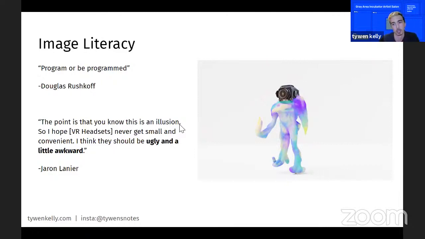And this second quote is from Jaron Lanier, who actually coined the term virtual reality back in, I think, the 70s, or maybe it was the 90s, somewhere around there. But even though this is related to VR, I think it still applies to all media and image making. He was asked in an interview what he thinks about VR and its future, getting smaller and lighter, more accessible. And he had this funny counterpoint. He says, I think they should be ugly and a little awkward. His idea behind that is that you shouldn't be able to know the difference between reality and virtual reality. That a dangerous virtual reality headset is an invisible one where you can't differentiate between realities.